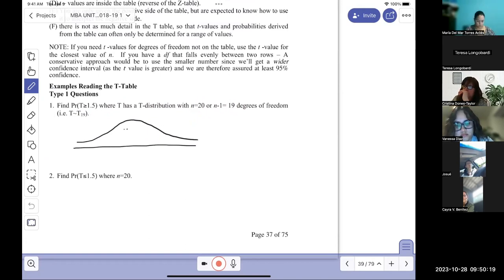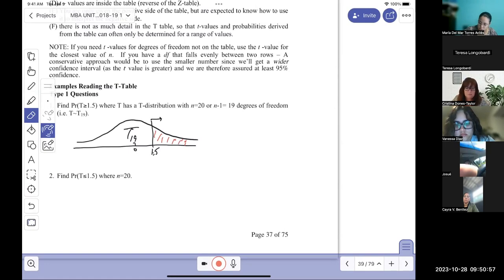I'm going to put T19 here to remind myself I'm working with a T distribution. And then, remembering zero is in the middle, I'm going to mark 1.5. 1.5 is there, and I want greater than or equal, so I want the probability here. Now the table is opposite from the Z table. It gives you the right side. The Z table gives you the left side. Okay, so hopefully that doesn't confuse you, but we're going to use the tail.